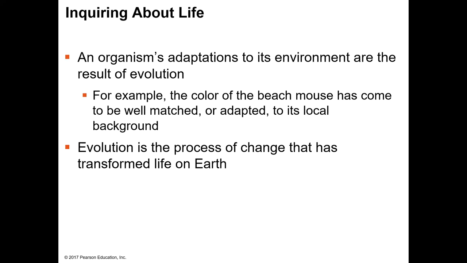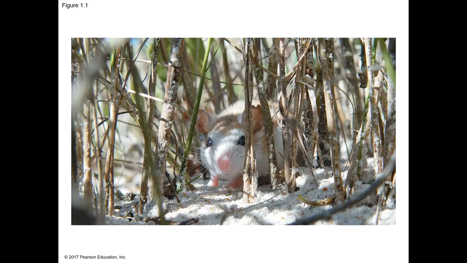Okay, here we go. So, inquiring about life. An organism's adaptations to its environment are the result of evolution. If you find a beach mouse, for instance, at the beach, you'll find that it's well-matched, or it's been adapted to its local background. This is all evidence that evolution is the process of change that has transformed life on Earth. There's a picture of a beach mouse.